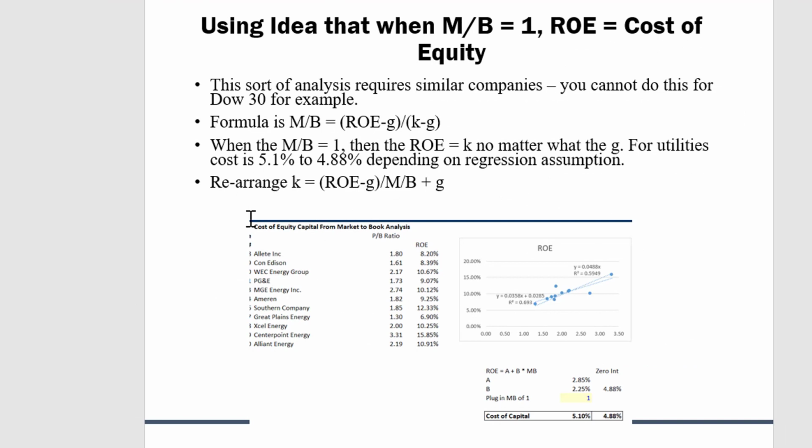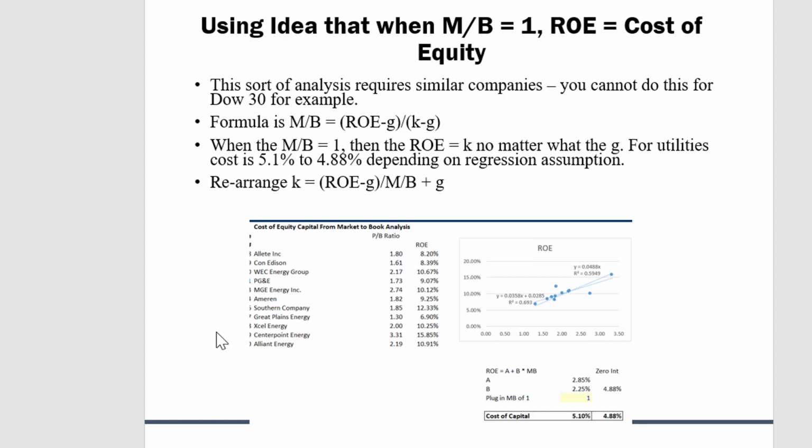What you could do, I'm just thinking out loud. So what you could do is, if you knew everybody's ROE and had an estimate of everybody's growth rate, you could put in the ROE and the growth rate and the price to book ratio and rearrange and get the cost of equity capital.